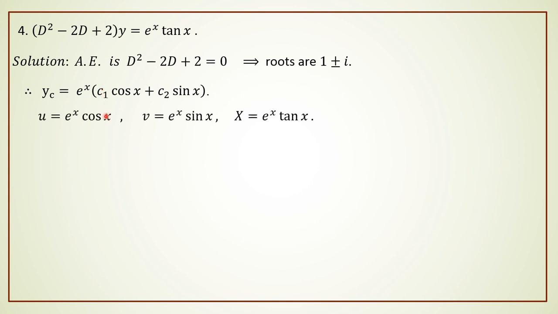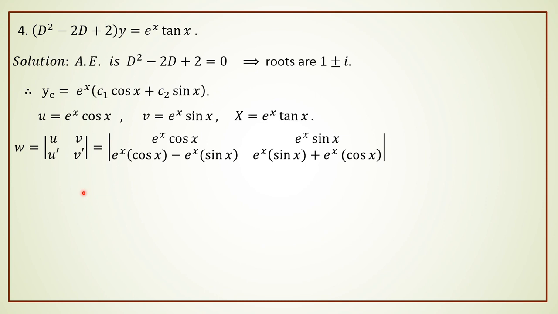Observe over here, the term associated with an arbitrary constant c1 is u and that of c2 is v. So multiply e power x to the terms inside the bracket so that you have u equal to e power x into cos x and v is e power x into sin x. And capital X over here is e power x into tan x. Now in order to find the particular integral, let me find the Wronskian of u and v, which is given by the determinant of u, v, u dash, v dash.